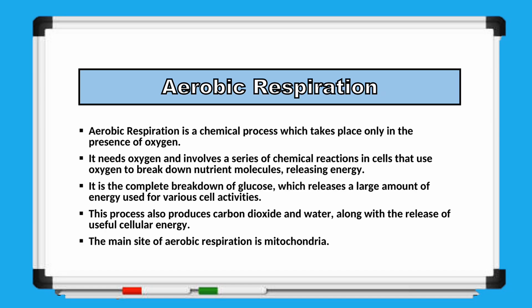Aerobic respiration is a chemical process that only occurs when oxygen is present. It involves a series of reactions inside the cells where oxygen is used to break down nutrient molecules. During the complete breakdown of glucose, a large amount of energy is released for the cell to perform its activities. This process also produces carbon dioxide and water as waste products, and it mainly takes place in the mitochondria.